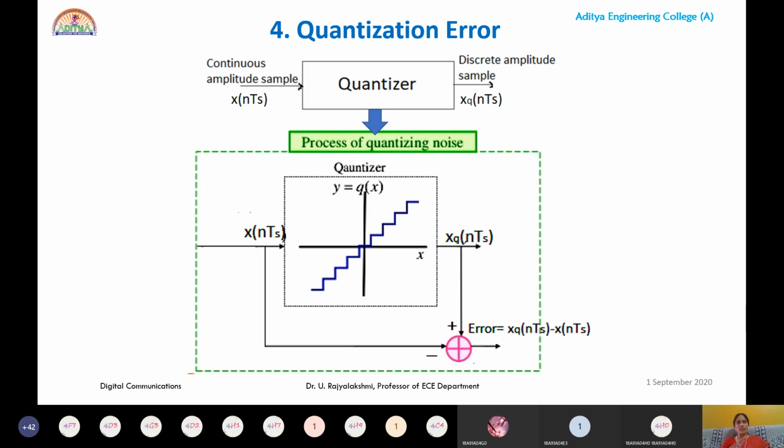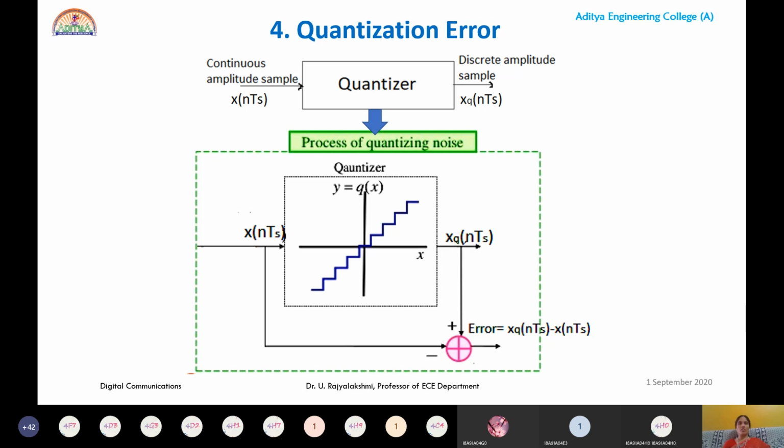This is the output of the sampler. Now this is applied to the quantizer. What does this quantizer do? The quantizer discretizes the amplitude level, so you will get xq of nTs. Why did I write suffix q? Suffix q represents the output of the quantizer. And nTs represents that it is a sampled value, time is discretized. Now here the input is x of nTs and the output is xq of nTs.